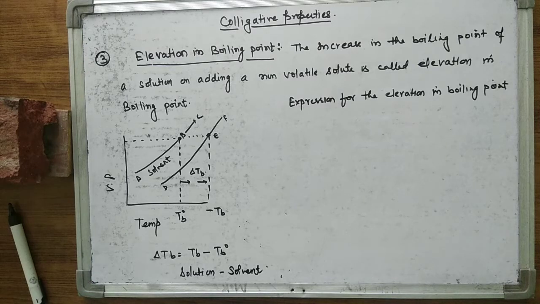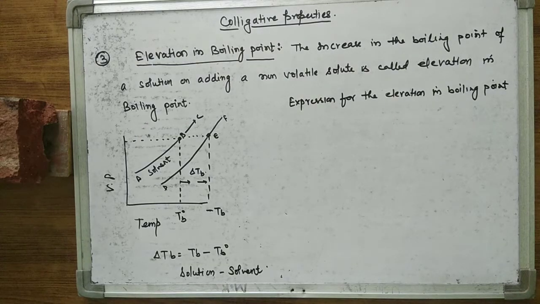Topic: colligative property. Colligative properties are the properties which depend upon the number of solute particles present in the solution. Two colligative properties, elevation in boiling point and depression in freezing point, we will discuss today, and I will start with the third colligative property, elevation in boiling point. The first two properties, including osmotic pressure, have already been discussed with you, and today we'll discuss elevation in boiling point.